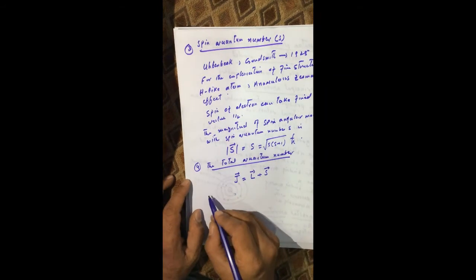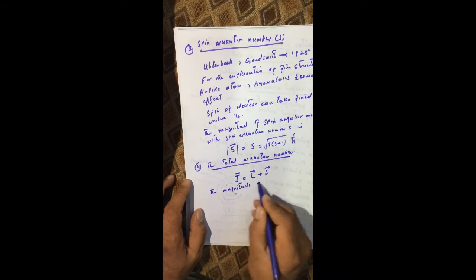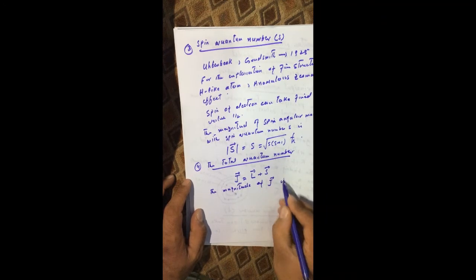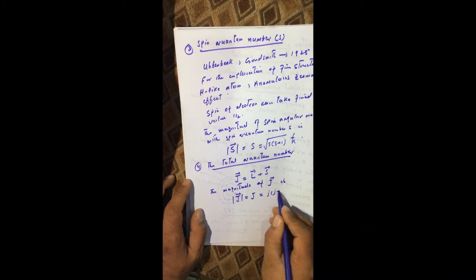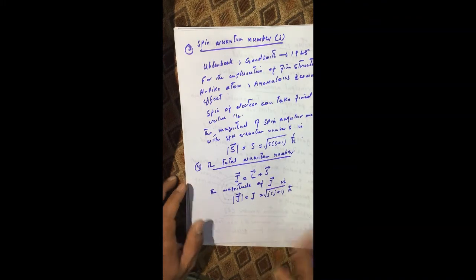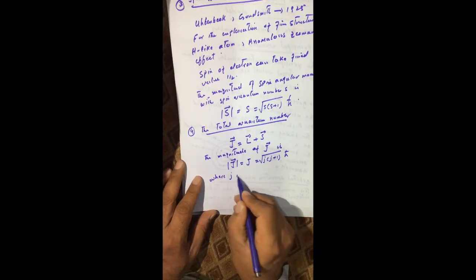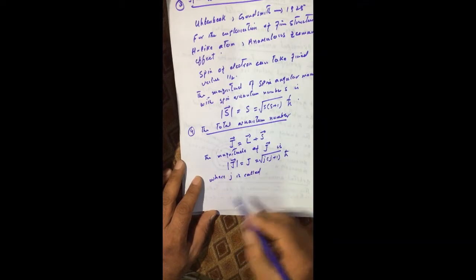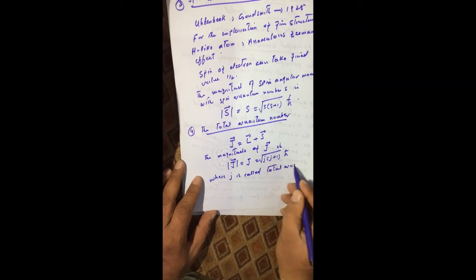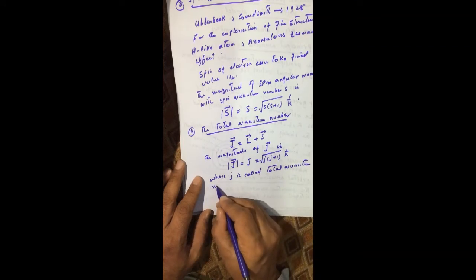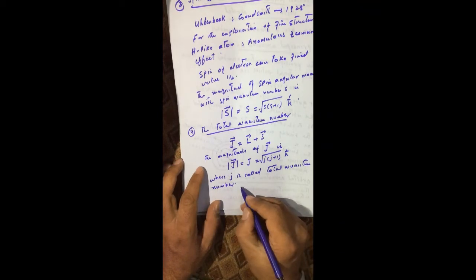And the magnitude of this total angular momentum, we represent the magnitude by this symbol or just J, is equal to square root of j into j plus 1, times h bar, where this small j is called the total quantum number.